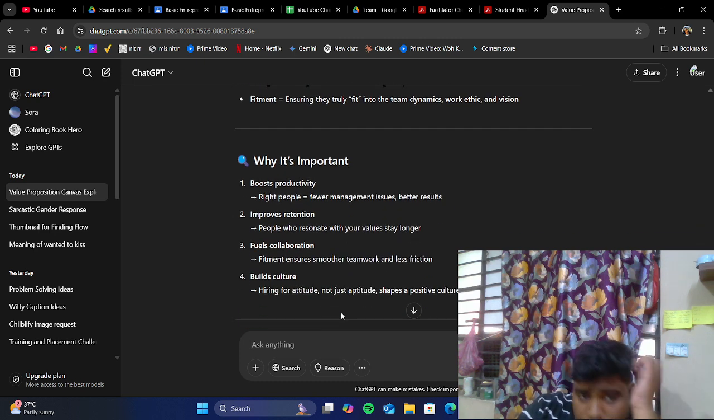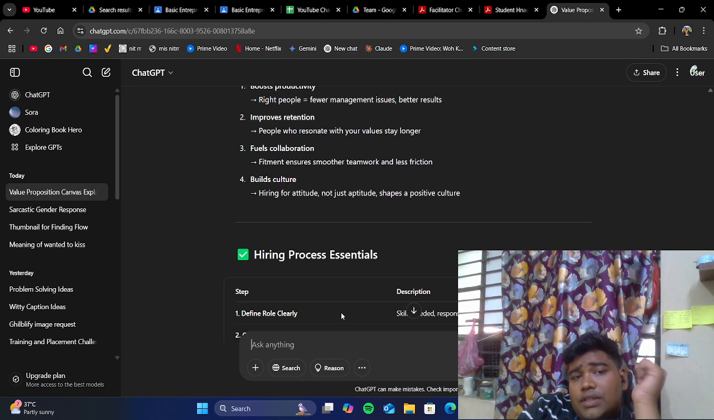It is important because it boosts productivity. The right people give fewer management issues and better results, and improve retention. People whose values resonate with yours stay longer. It fuels collaboration: fitment ensures smoother teamwork and less friction. Fourth is building culture: hiring for attitude, not just for aptitude.